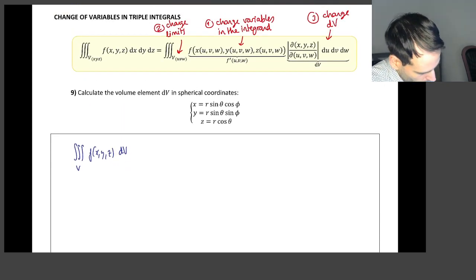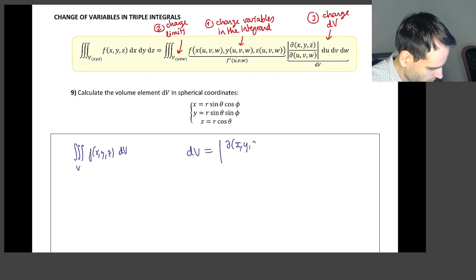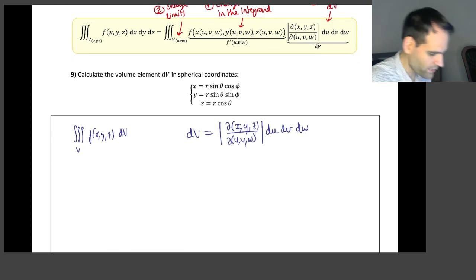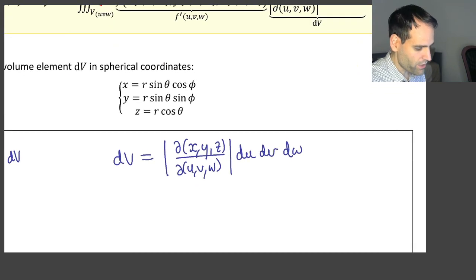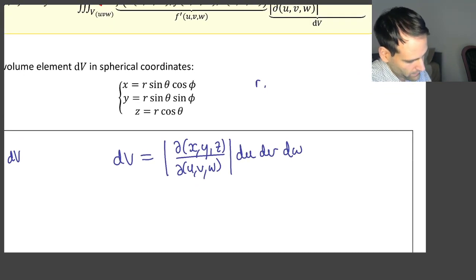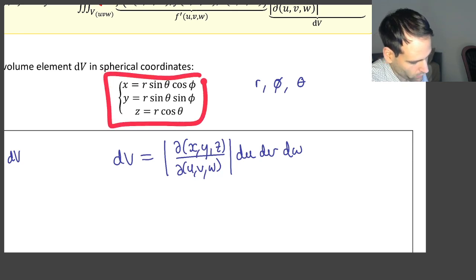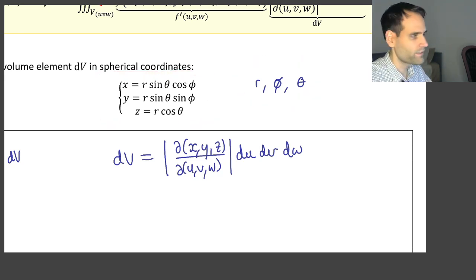And as I have shown you in the previous video, dV is simply the absolute value of the Jacobian determinant of x, y, z with respect to u, v, w, times du dv dw, okay? So let's assume that our three new variables, u, v, and w, are the three variables in spherical coordinates: r, phi, and theta. And you know from previous chapters that the way to calculate x, y, z from those three variables is by using these equations here, right? And this is always given in a table in the exam.